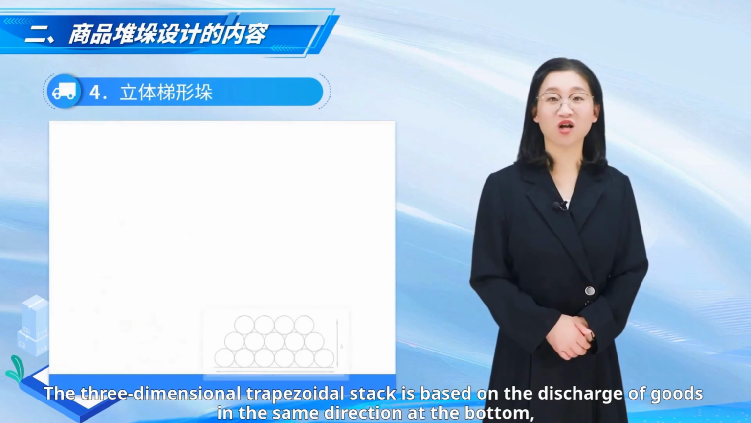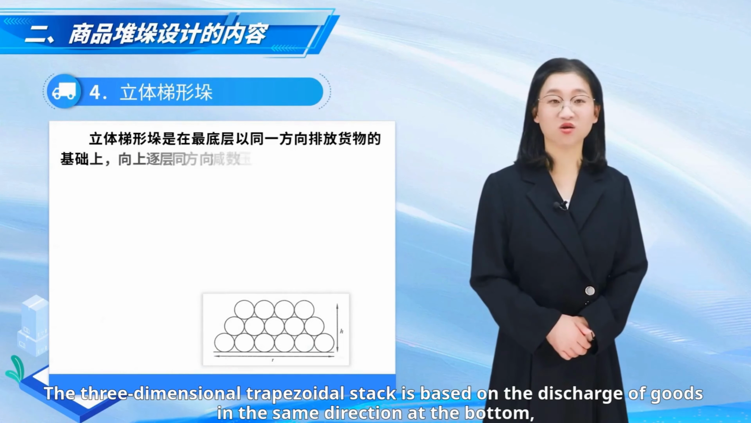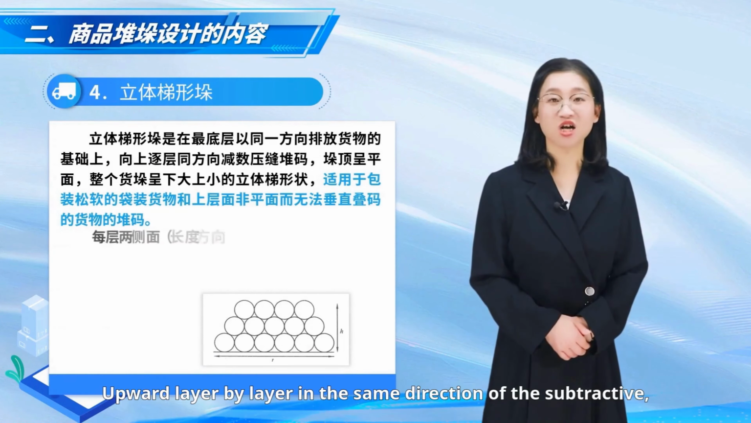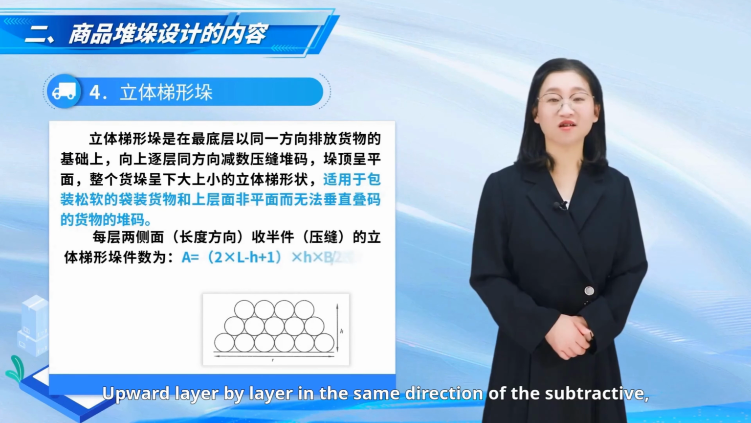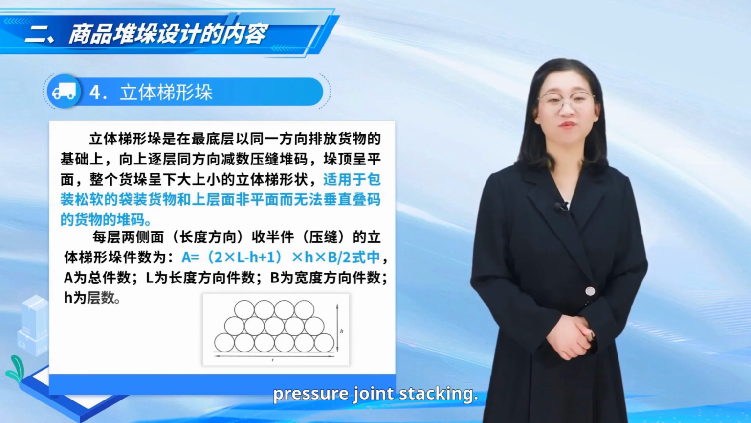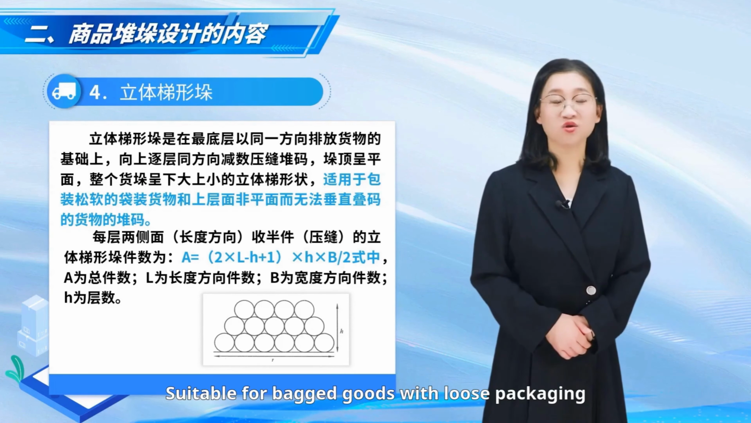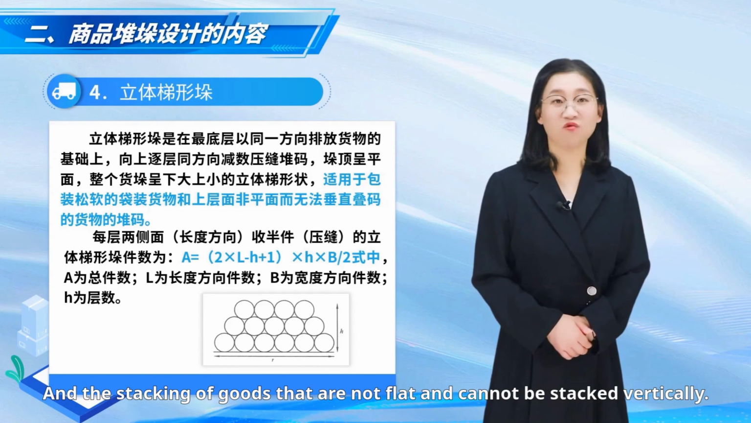The three-dimensional trapezoidal stack is based on the discharge of goods in the same direction at the bottom, then layer by layer in the same direction, subtracting, with pressure joint stacking. The top of the stack is flat. The whole pile shape is a three-dimensional trapezoid with a large bottom and a small top. Suitable for bagged goods with loose packaging, and for stacking goods that are not flat and cannot be stacked vertically.